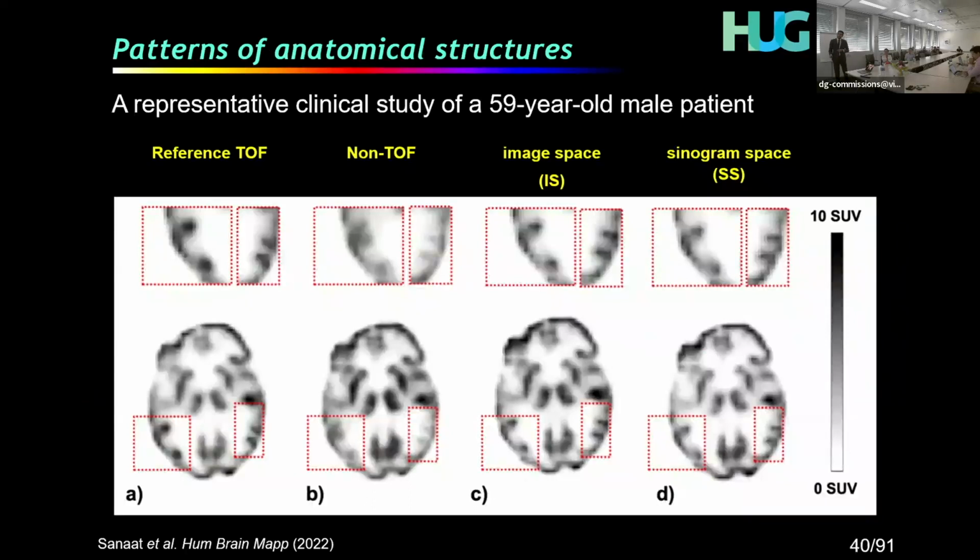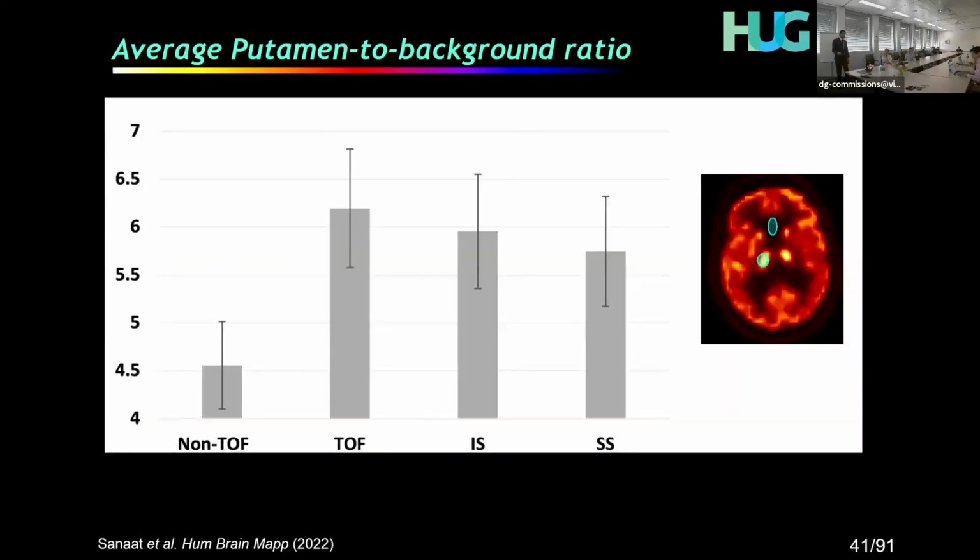Here is also another example, in which you can see some information in the gray matter can be missed in the non-TOF images, while when we are using our deep learning based model, it was able to resolve this information. We also calculated the average of the phantom to background ratio. And you can see when we are using the non-TOF images, the ratio is around 4.5. And when we are using our deep learning model, it can improve to around 6.